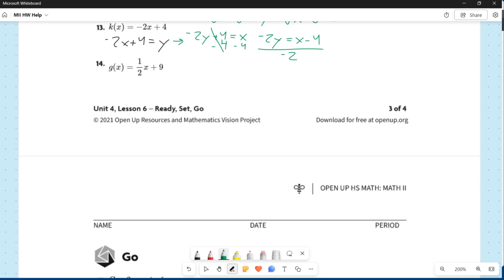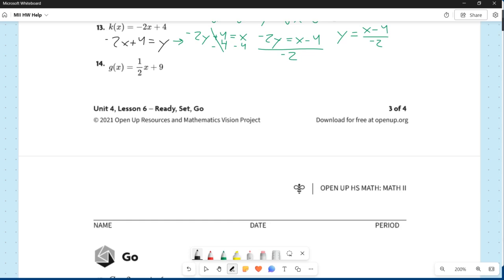So here on the left, my negative 2's cancel, and I'm left with just y, which is nice, that's what I want. And on the right, we get x minus 4 over negative 2. Now, if we were to just go ahead and finish out this problem, before I get on my soapbox here, let's just finish out the problem.